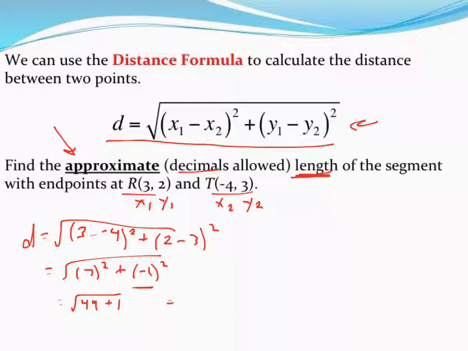Finally, add those values together. That obviously is going to give you a 50. 50 is not a perfect square. So at this point, because it had said find an approximate answer, it's a-okay to use a calculator to type that in and get an approximate answer.